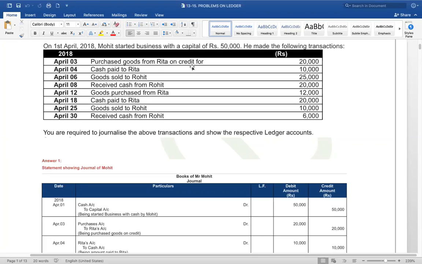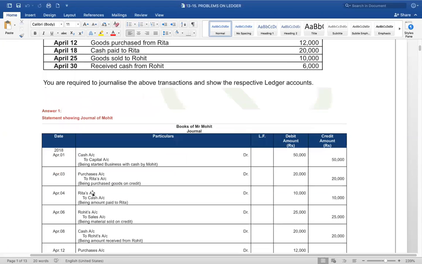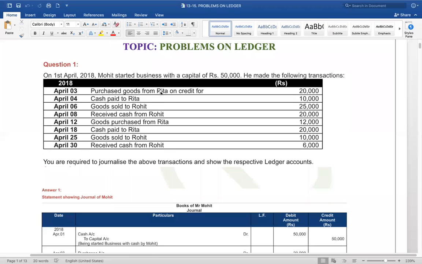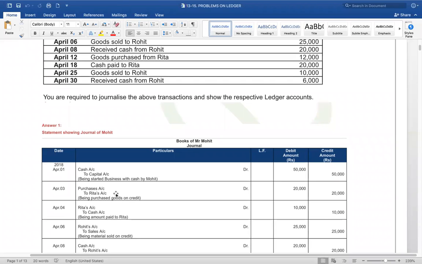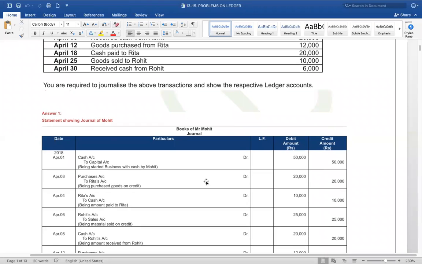So let's come. Purchase goods. When you're purchasing goods, goods come in. Purchases account, or purchase of goods account, or simply goods account debit to who is giving that goods? Rita is giving that goods. If you're paying cash for those goods, you would have written to cash, but you are not paying any cash. So therefore you have to pay some amount. What is that amount? 20,000 you have to pay to Rita.